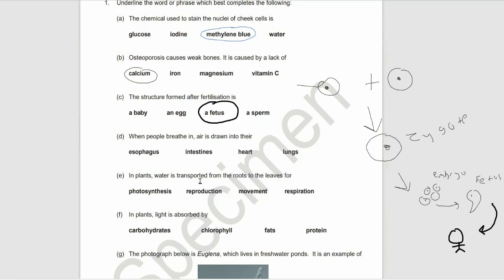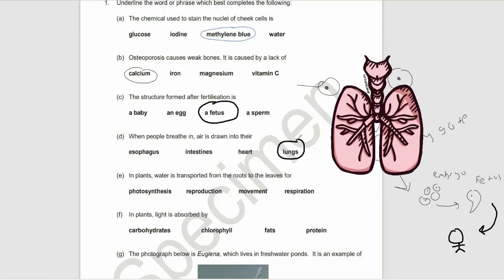Let's go. When people breathe in, air is drawn into their esophagus. Notice the American spelling. In English, we put an O in front of that, but you are allowed to use American spelling. So the air is drawn into their esophagus, intestines, heart, or lungs. And of course, the answer here is lungs. Let's go to the next question.